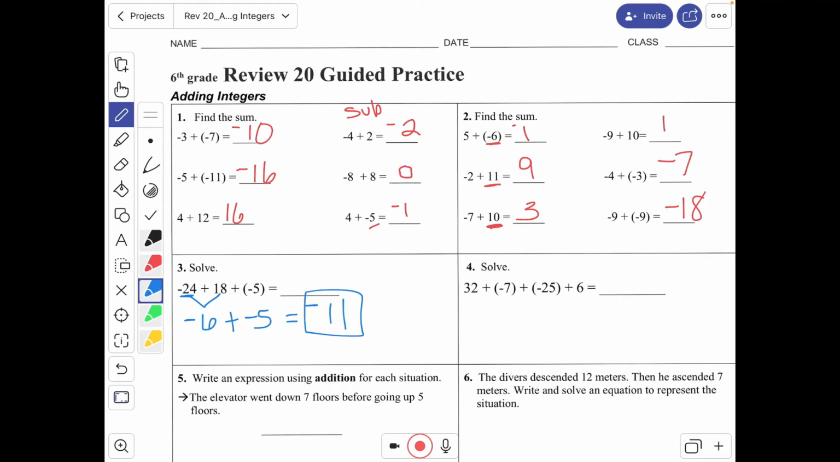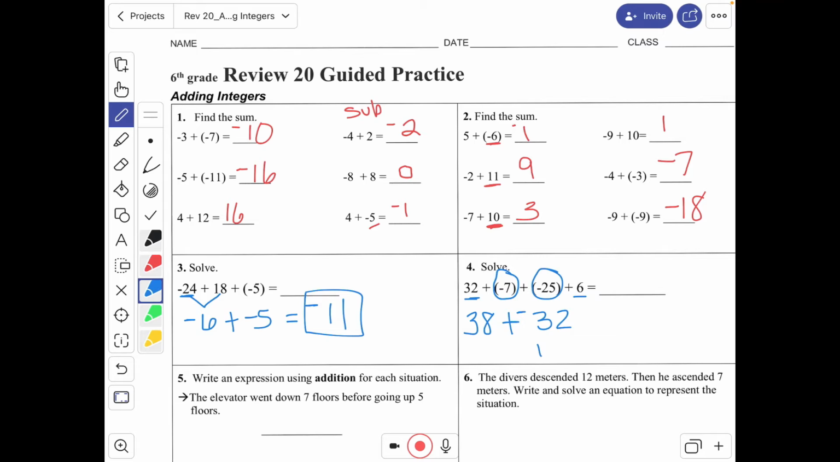Number 4. Another way to do these, besides taking them 2 at a time, is we could take all the positives and put them together. So 32 plus 6 would make 38. So we're taking all the same signs and doing the addition. And then negative 7 and negative 25 would make 32. And since they're both negative, the answer is negative.